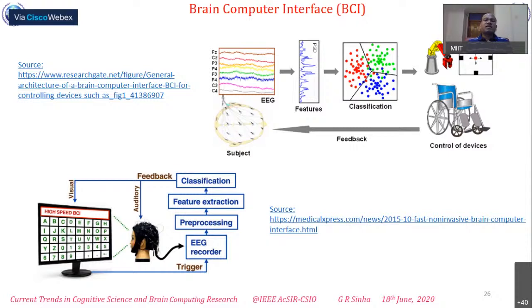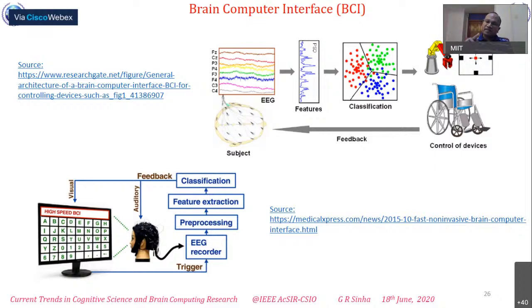So this is about brain computer interface. You see an interesting diagram here: the EEG signal is coming from the brain of the subject. It is converted in terms of features. And I believe everyone who is aware of signal processing or image processing knows very well that in any image processing or signal processing, the raw signal is always converted into suitable features or attributes or parameters.